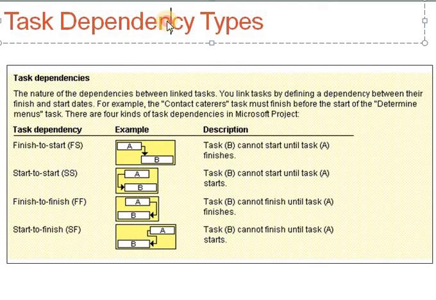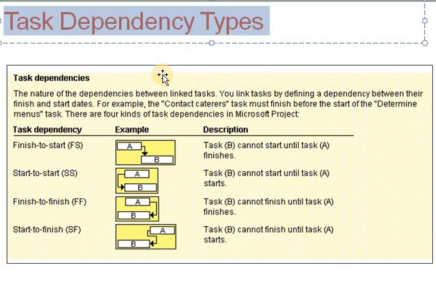So now we will look at the task dependency types. So there are different types of dependencies amongst the activities. In order to mention the types of dependencies in Microsoft Project, there are 4 basic types of task dependencies. The first one is called finish to start dependency, which is also represented by FS.